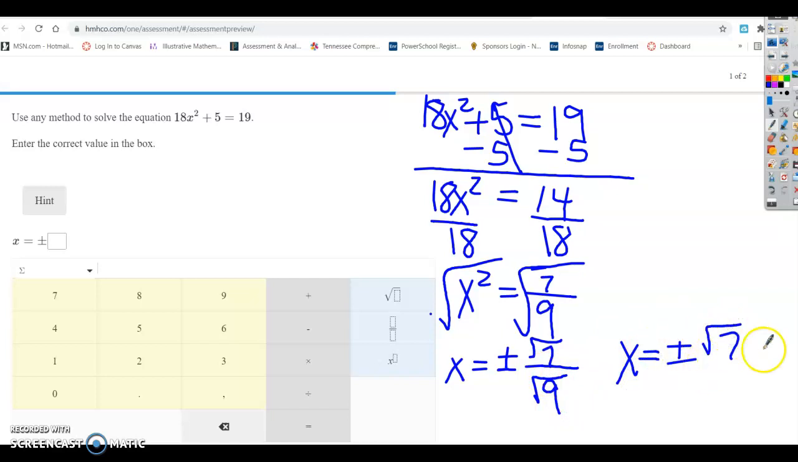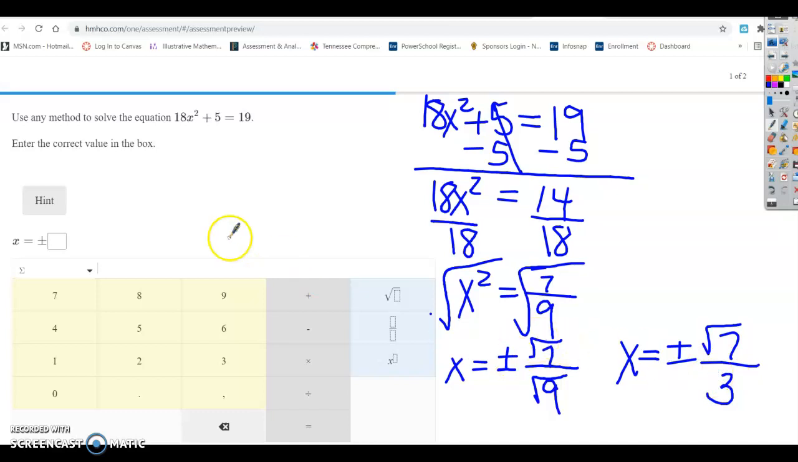The square root of 7 is irrational, so it's going to stay. The square root of 9, 9 is a perfect square. So 3 squared equals 9, so the square root of 9 is 3. That's how we get our answer.